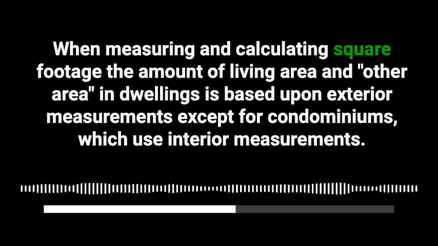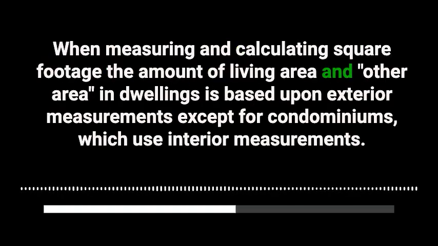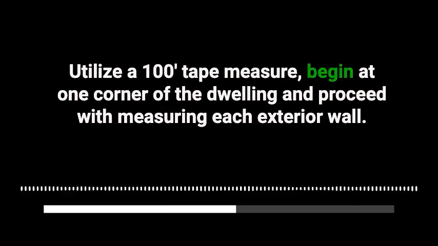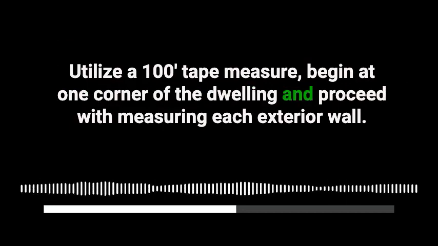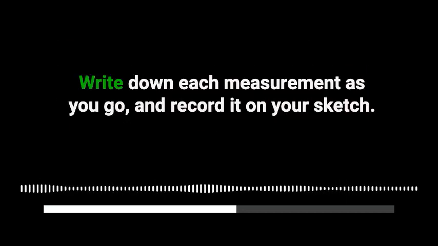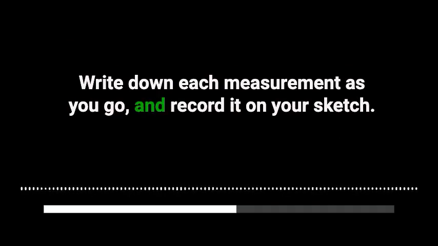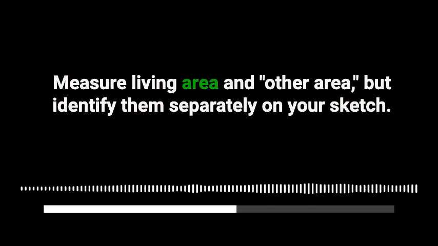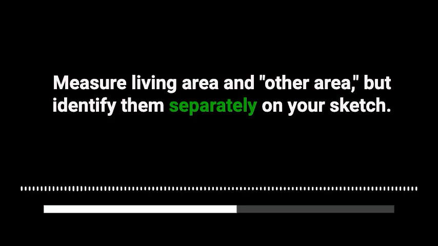When measuring and calculating square footage, the amount of living area and other area in dwellings is based upon exterior measurements except for condominiums, which use interior measurements. Utilize a 100-foot tape measure, begin at one corner of the dwelling and proceed with measuring each exterior wall. Write down each measurement as you go and record it on your sketch.